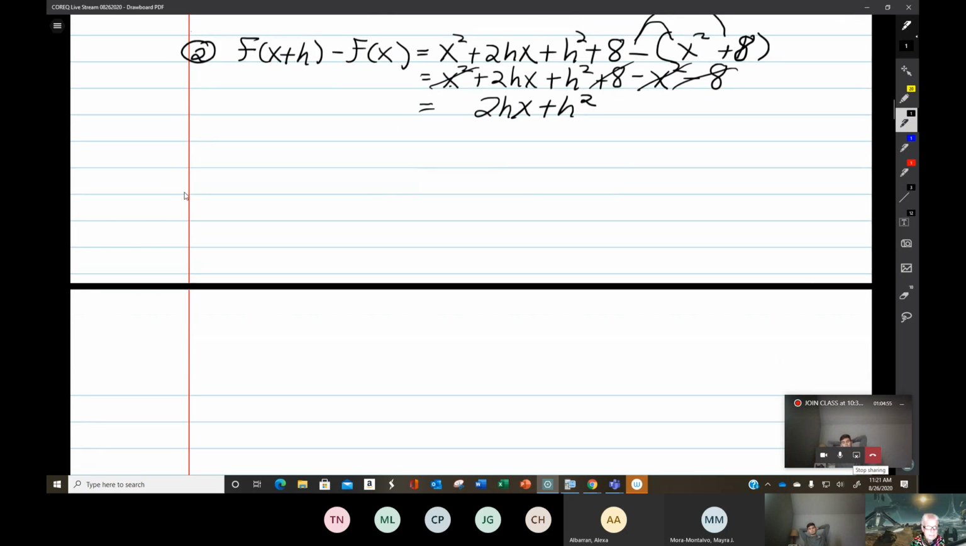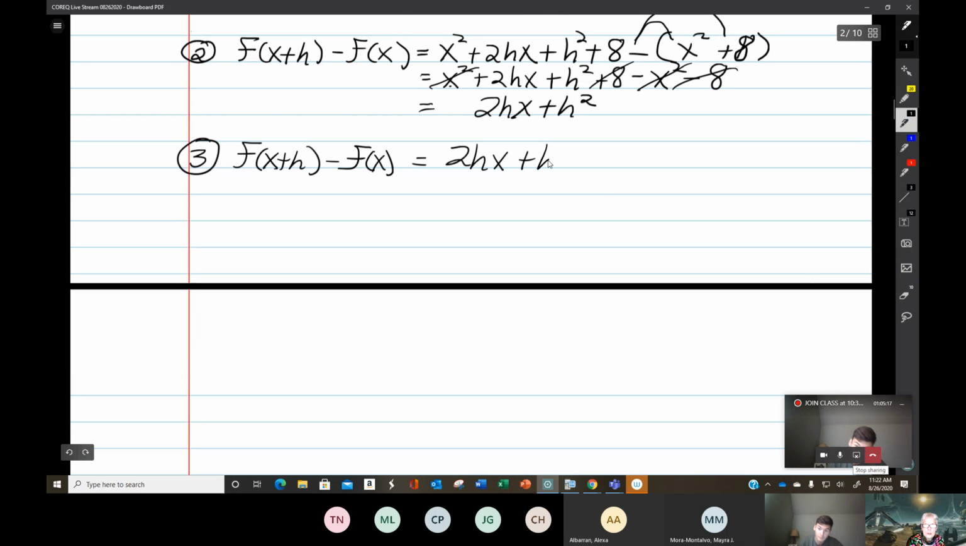Okay, we're almost done. Third step: f of x plus h minus f of x. We know what that is. It's 2hx plus h squared over h, which means we divide by h. But if you remember your polynomial division, when you have multiple terms on the top and only one term on the bottom, what you do is you turn that into two fraction terms.